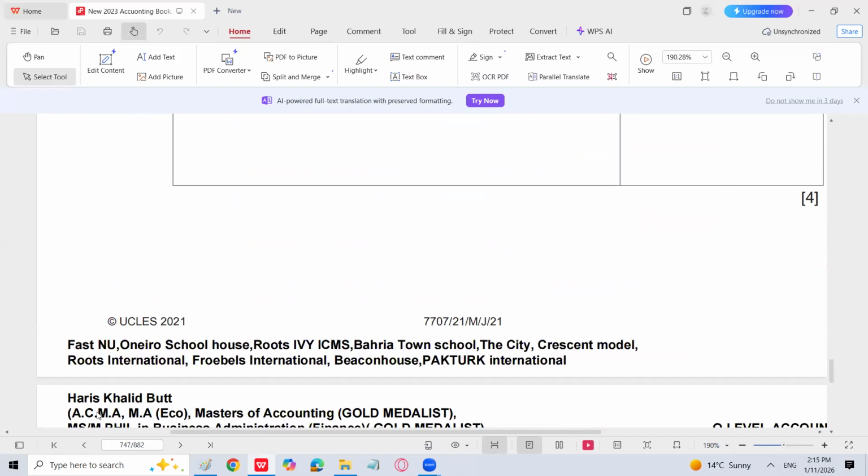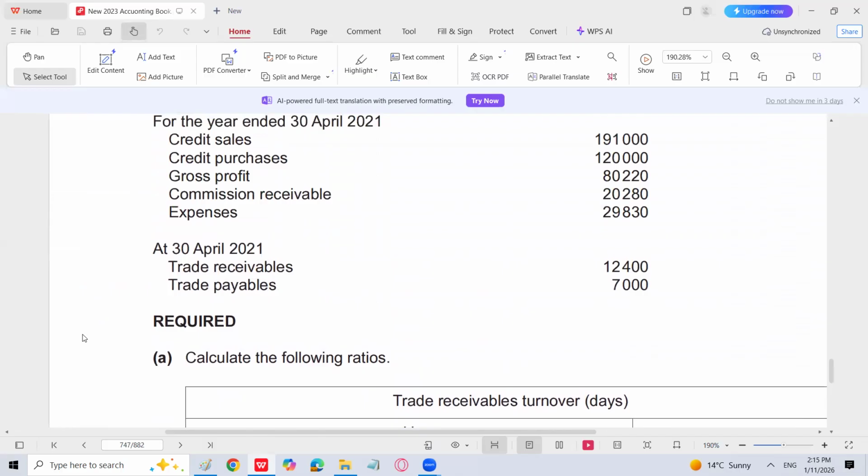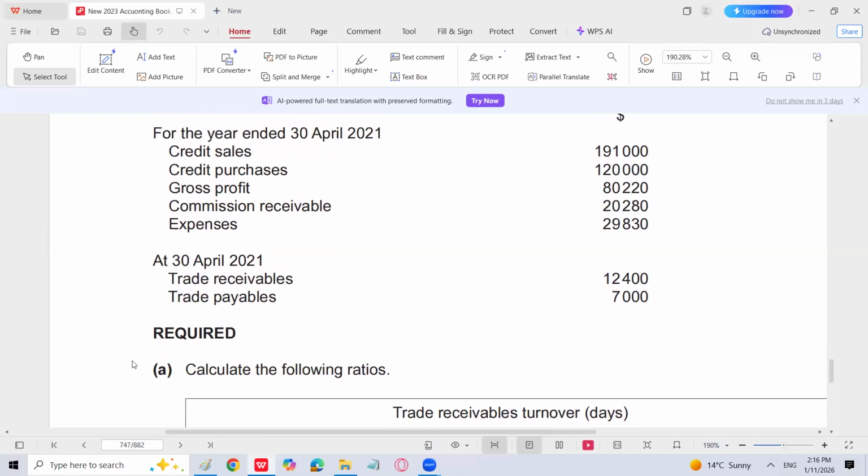Whereas for us, trade payables are on the lower side, it is only 7,000 and the credit purchases are 1,20,000, which is also not that high in comparison to credit sales. So he's purchasing goods on credit, even so the trade payables are not on the higher side.